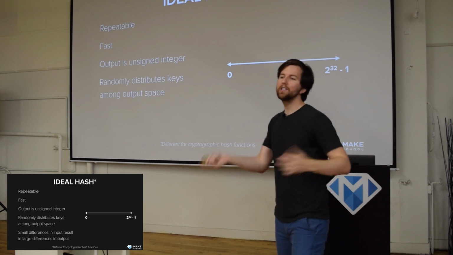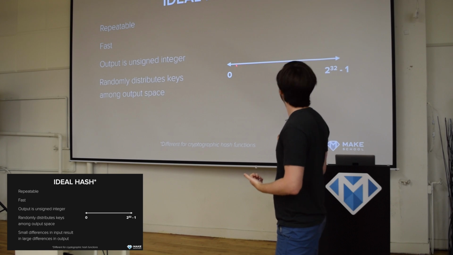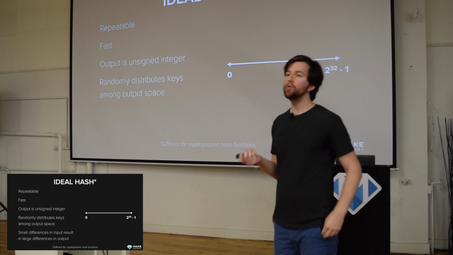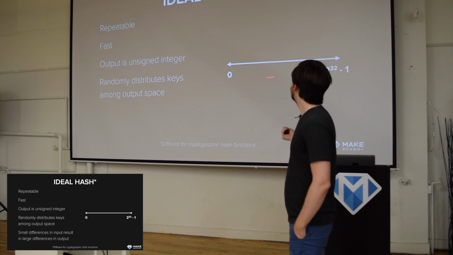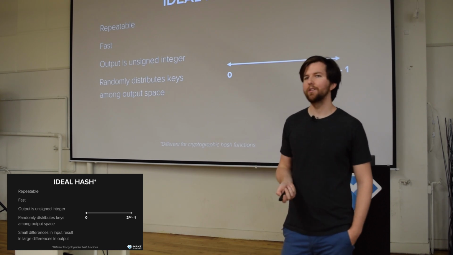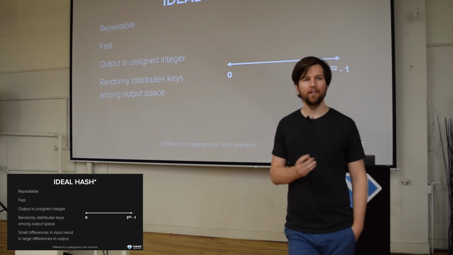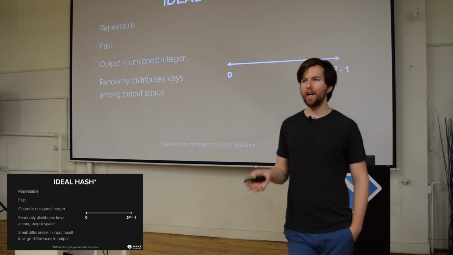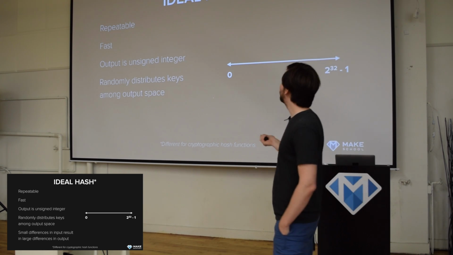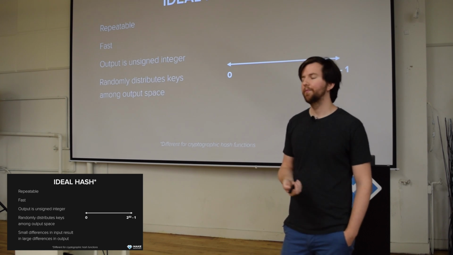So returning 0 for every input is kind of like a silly example, but what if we had one where, because of the algorithm used in the hash function, most of this number line goes unused and it only returns even numbers. So that means half of our possible output space is never used, which is not good. Ideally, it randomly distributes the keys among the whole output space.